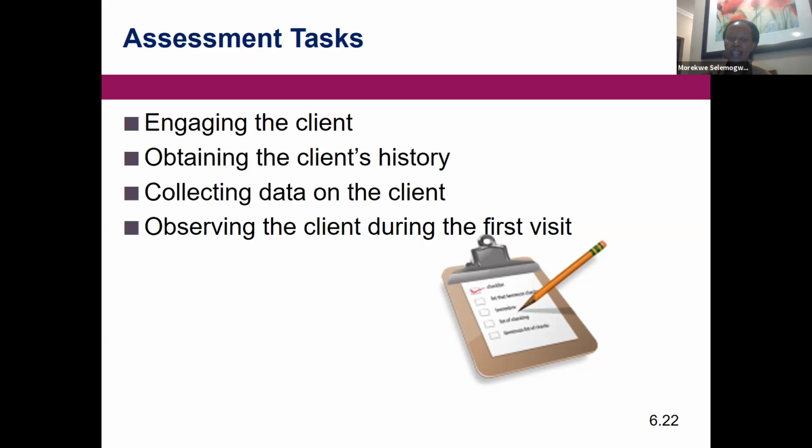Building rapport with the client helps them to actually have a sense of trust, so that they are forthcoming with information that you are going to be asking them. The second task is obtaining the client's history. There are different ways in which you can actually obtain the client's history.